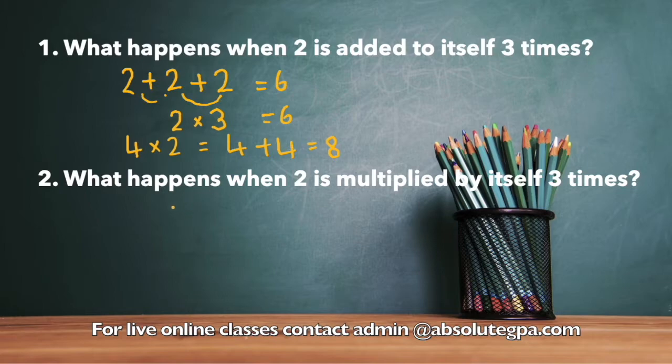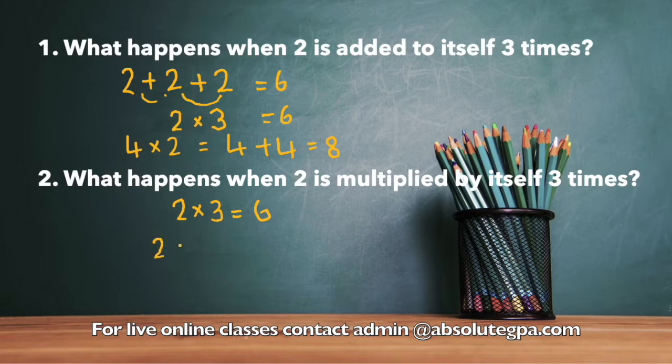Now let's look at the second example, which says what happens when 2 is multiplied by itself 3 times. When you read the question first time, you might just write 2 times 3. 2 is multiplied by itself 3 times, and we get 6. But is that right? Let's read the question carefully and try to answer.